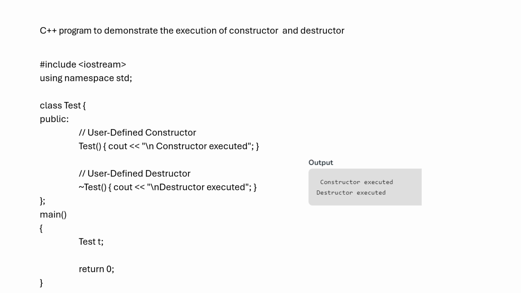Example program. Here is class test. In public we are giving the user defined constructor test, with cout constructor executed. After that we are creating the constructor. At the second point we are declaring the destructor. Test is the class name, so we are creating the destructor. After that, in main, the object is created and the destructor is called. So the output will be constructor executed and destructor executed.